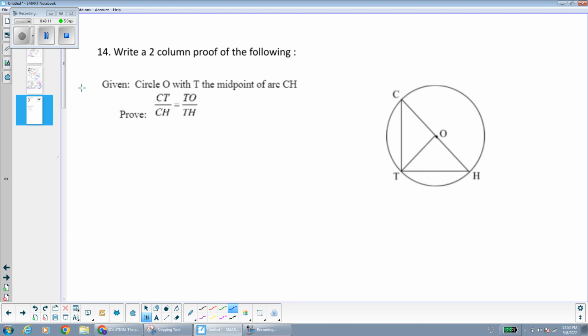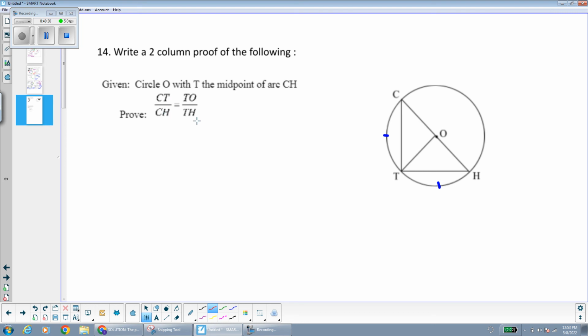So we're going to write a two-column proof of the following. Circle O with T as the midpoint of arc CH. So we know that midpoints cut arcs into two congruent pieces. And we're proving that CT over CH is equal to TO over TH.